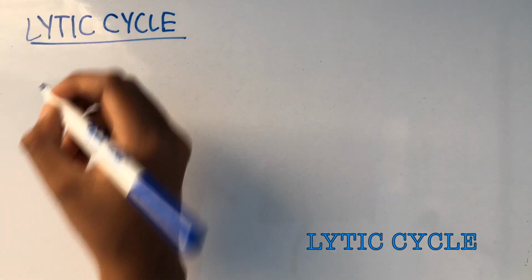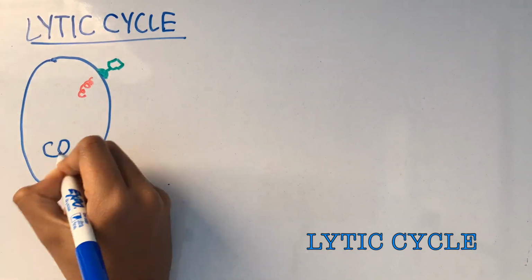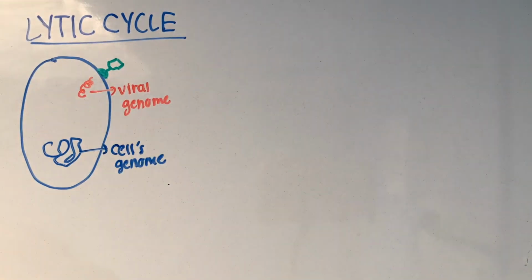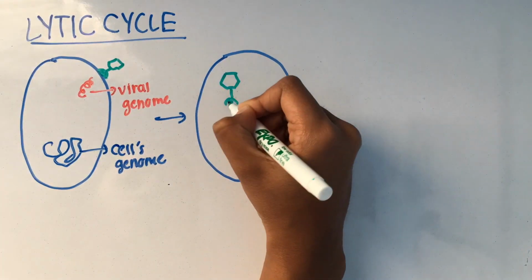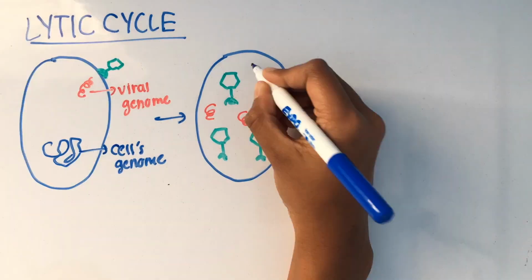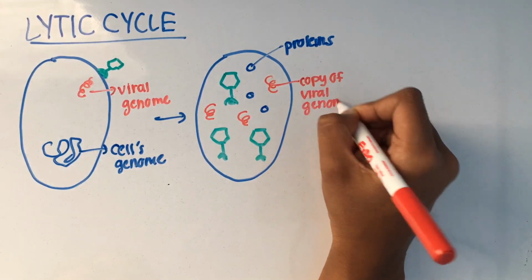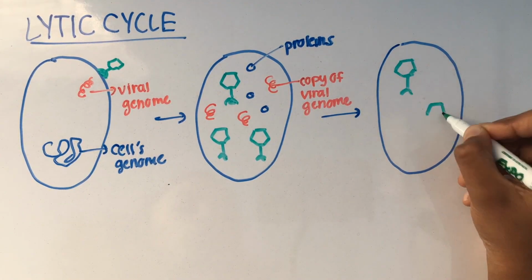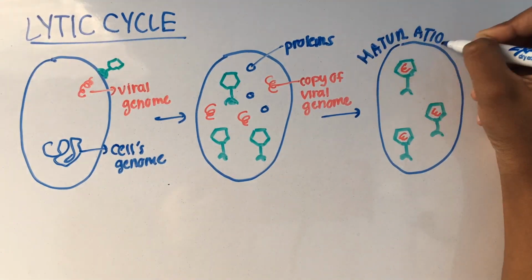In the lytic cycle, after the bacteriophage inputs its genome into the host cell, it immediately starts making copies of the viral genome and synthesizing viral proteins which float in the cytosol of the host cell. Through a process called maturation, the proteins and nucleic acid are packaged into virions, or new viruses, and are ready to exit.